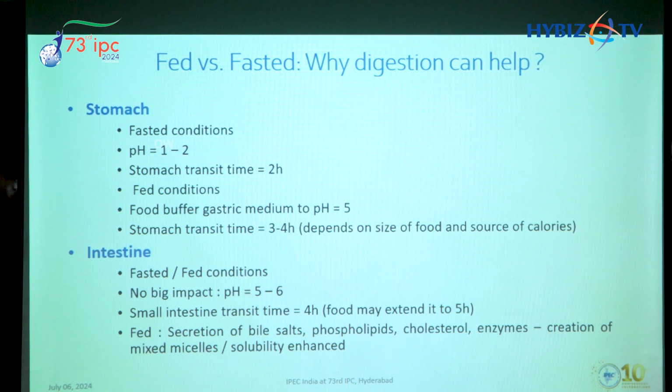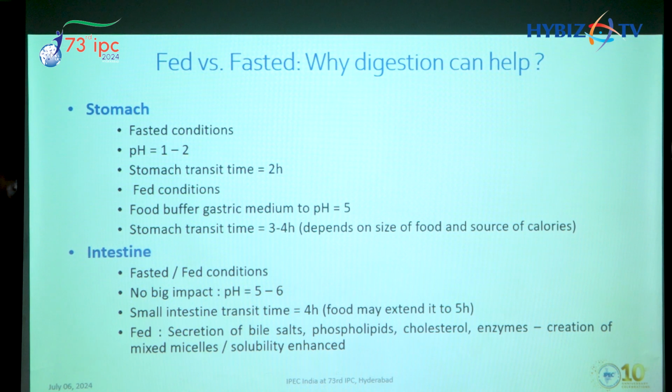So in case of stomach, in fasted condition, the pH of the gastric fluid is between 1 to 2 and the stomach transit time is about 2 hours. But when food appears in stomach, the food buffers the pH of the gastric fluid, and it increases to about 5. Also, the gastric transit time increases to about 3 to 4 hours. Now, because of the appearance of food, in the fed state, the lipid excipient is more exposed to the gastric lipases, more breaking down of the larger molecules takes place, and this results in better digestion or better emulsification of the lipid excipient. Also in intestine, there is not much difference between the fed and the fasted state.